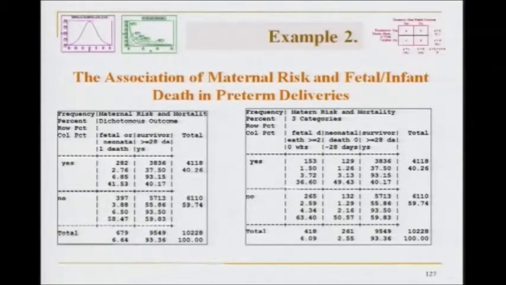So this is the association of maternal risk and fetal and infant death, just amongst preterm deliveries looking at death, okay? So what you can see is here's where I've got any kind of fetal and neonatal death combined and survival at least through the neonatal period. And then this is a 2x3 table where I've separated out fetal deaths from neonatal deaths and then survivors to make it a 3-category variable.